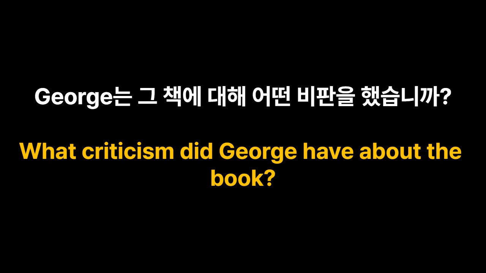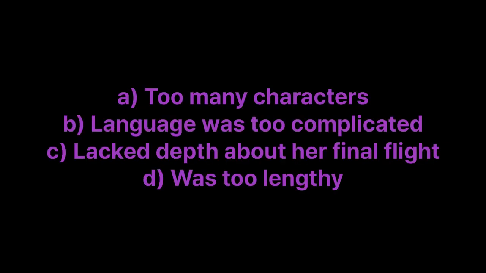What criticism did George have about the book? A. Too many characters, B. Language was too complicated, C. Lacked depth about her final flight, D. Was too lengthy. The answer is C.